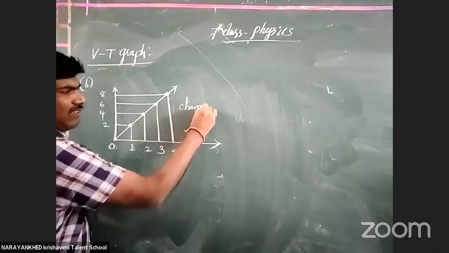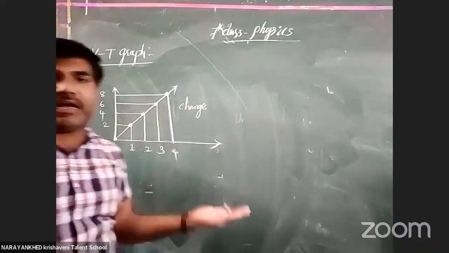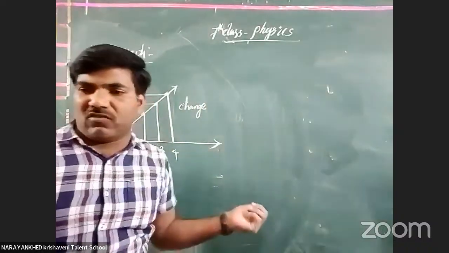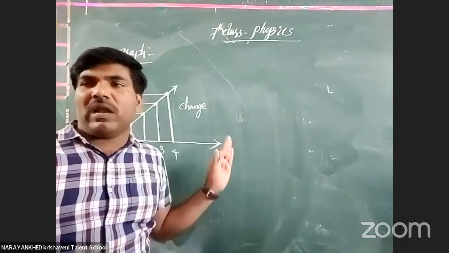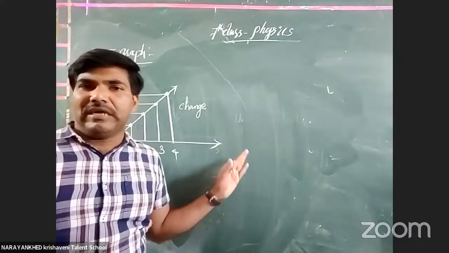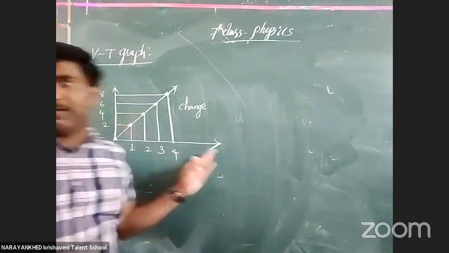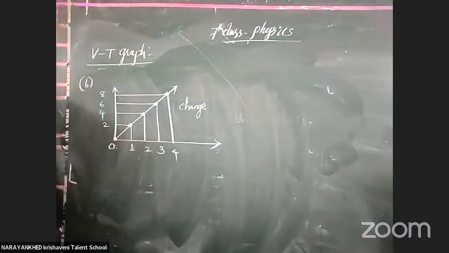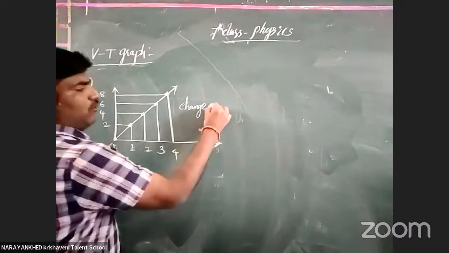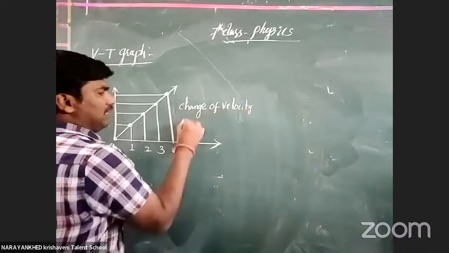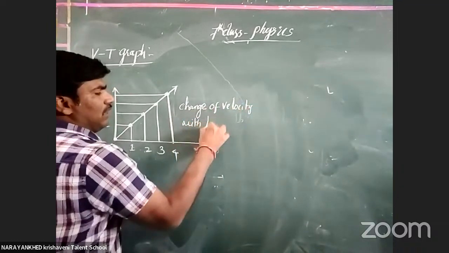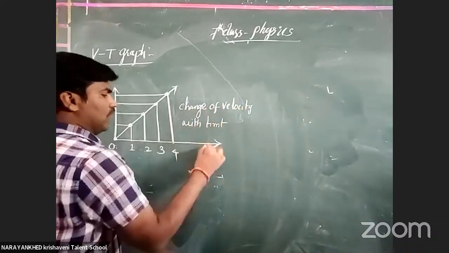Here the velocity is not a constant. Before, in the earlier diagram, velocity was constant and everywhere the velocity was the same. Now velocity is not constant. It changes with time. Change of velocity with what? With time. Got it or not?